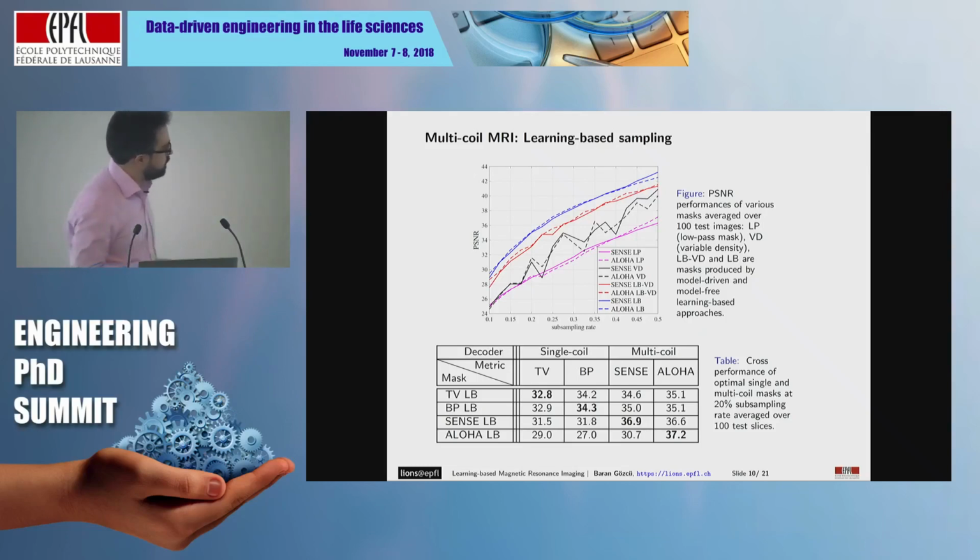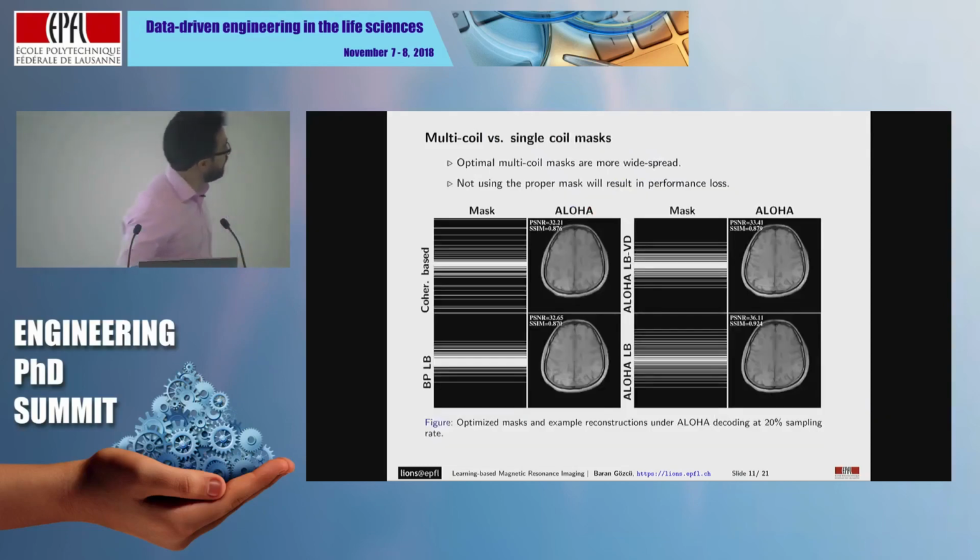And what we see, for example, if we take the example of Sense, is that one really needs to use a mask specifically optimized for this kind of reconstruction to get a good performance. This is average over 100 test slices. And if we don't, for example, if we use single coil masks with this algorithm, we have a performance loss. And our method is able to specifically optimize the masks for a given reconstruction algorithm. And now let's see the visual quality in this setting.